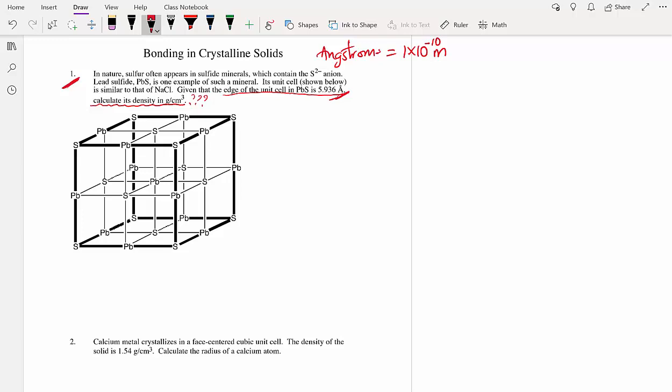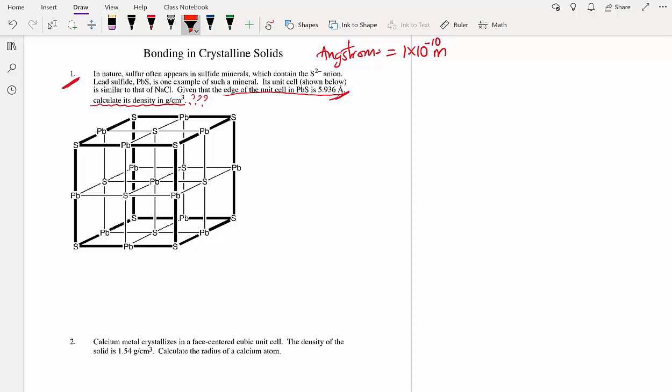Before we begin to dig into this question, I want you to pause the video and take a careful look at the unit cell given to us. I need you to determine the empirical formula of PbS based on this unit cell. Let us now do it together. Let us begin with lead.